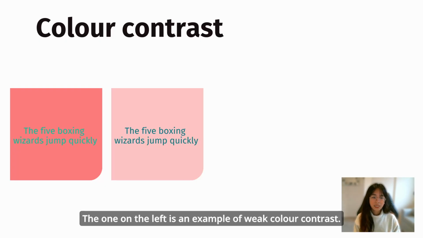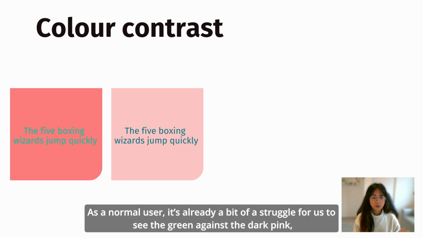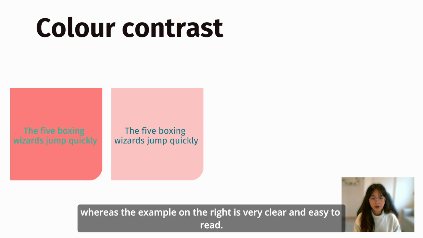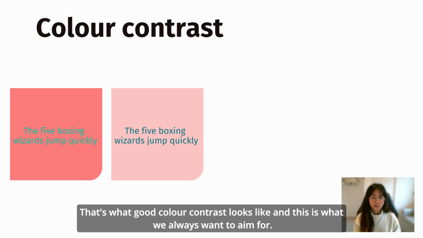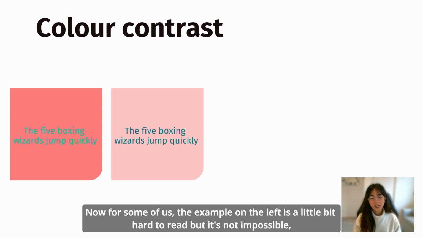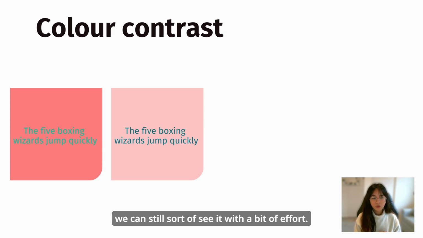The one on the left is an example of weak color contrast. So as a normal user, it's already a bit of a struggle for us to see the green against the dark pink, whereas the example on the right is very clear and easy to read. So that's what good color contrast looks like, and this is what we always want to aim for. Now, for some of us, the example on the left is a little bit hard to read, but it's not impossible. We can still sort of see it with a bit of effort.